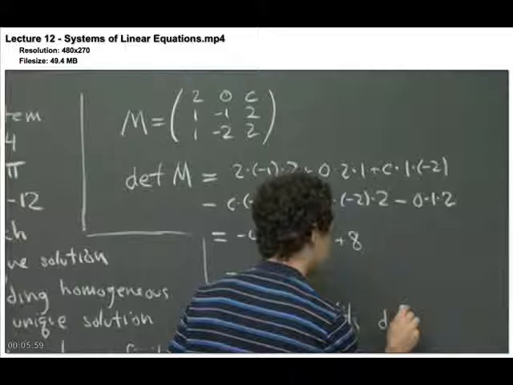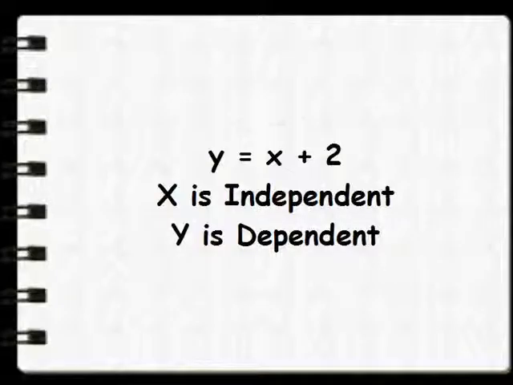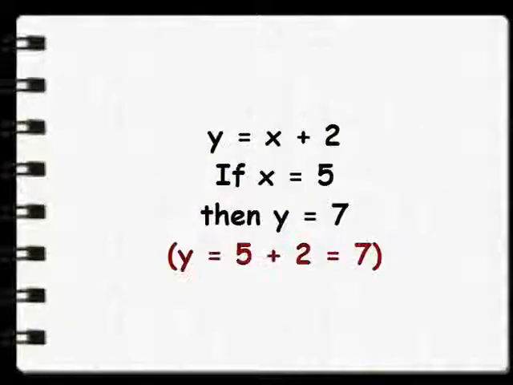The dependent variable, however, does depend upon what value is chosen for the independent value. So for the following equation, y equals x plus 2, x would be considered the independent variable and y would be the dependent variable. You could select any value for x, such as 5, this is independently chosen, and then y would become 7 since 5 plus 2 would equal 7. So y is dependent on the value of x that's chosen.